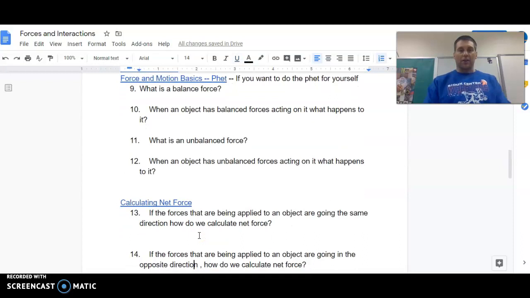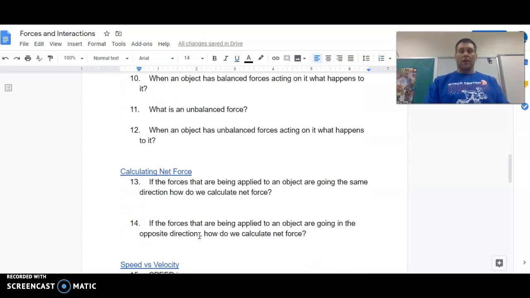And then calculating net force. There's a teacher that I came across that did a really good job of explaining how to calculate net force. And so go ahead and watch her explain that.